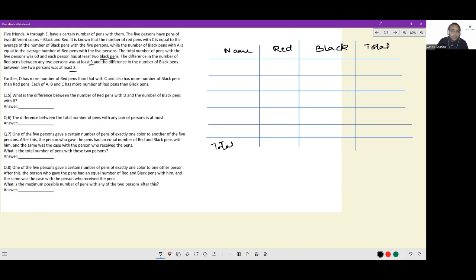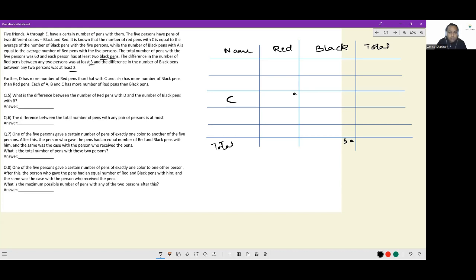It is known that the number of red pens with C is equal to the average number of black pens with the 5 persons. So let's say I'm putting down C here. If he had A red pens here, the other people will have 5A black pens, because the average number of black pens with people is going to be 5A.